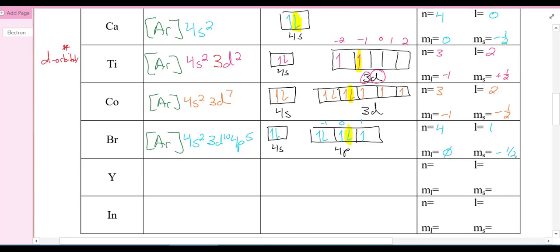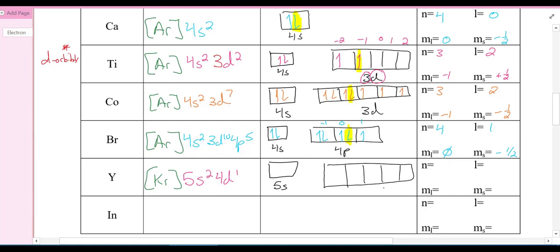Yttrium. Now we're below. We're in period 5. So krypton can be my noble gas. And that's 5s2, 4d1. So we'll do the quantum numbers of that d orbital for us. 5s, 1, 2, 3, 4, 4d. We got up, down, and then up. Of course, we're going to do that guy. So N, 4. L, d orbital, 2. M sub L, negative L to positive L, negative 2, negative 1, 0, 1, 2, negative 2, and then we're up, so it's plus 1/2. First one's always plus 1/2.